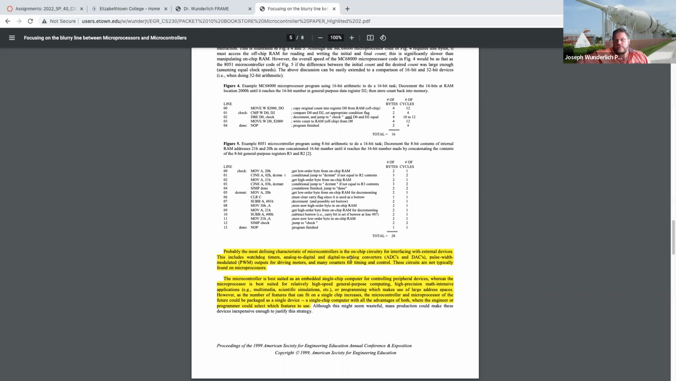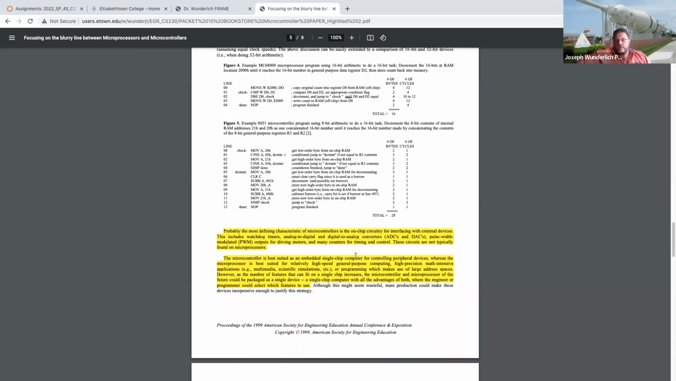The natural world is mostly analog. It's almost entirely analog, but our computers are digital, so we have to go back and forth. And so you have these ADCs and DACs for conversion. Pulse width modulation is for driving motors, a special signal coming out. And then many counters for timing and control. You typically don't find these kinds of things in microprocessors.